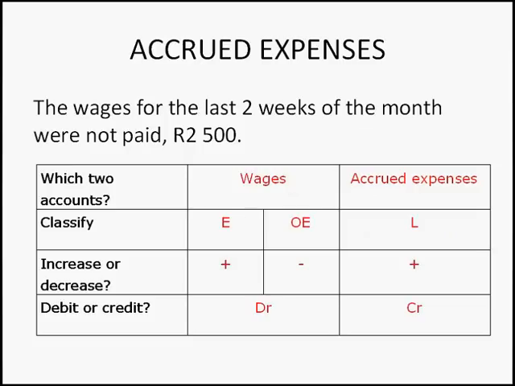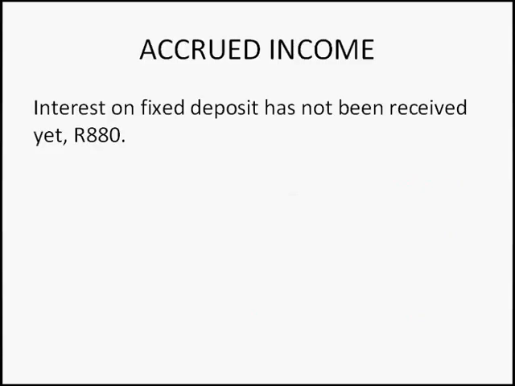Okay, so that's accrued expenses. The next one is accrued income. Typically, a transaction would look as follows. Interest on fixed deposit has not been received yet, 880 rand. Okay, so what is accrued income? It is income that we haven't received yet and that we should have received. So in the books of the business, we should show this income because it was due to us, but we haven't received it yet. So really somebody now owes us money.